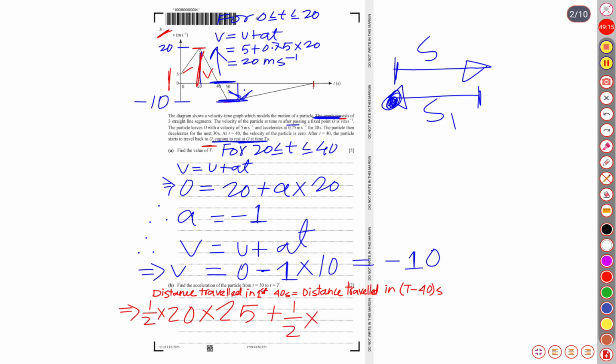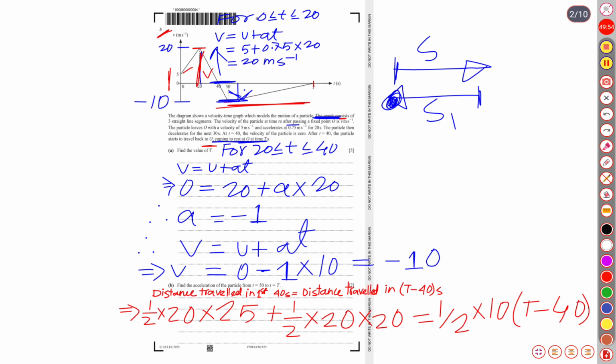Then the area of the triangle is half of the base. What is the base? It is from 20 to 40, which means 20. Then the height is the same, the maximum velocity is the height, 20. So 20 is equal to the right side. On the right side, the distance traveled in t minus 40 is this triangle. So this triangle is half of the base, and the height we have already found: the negative velocity was 10, and our base is t minus 40 seconds.